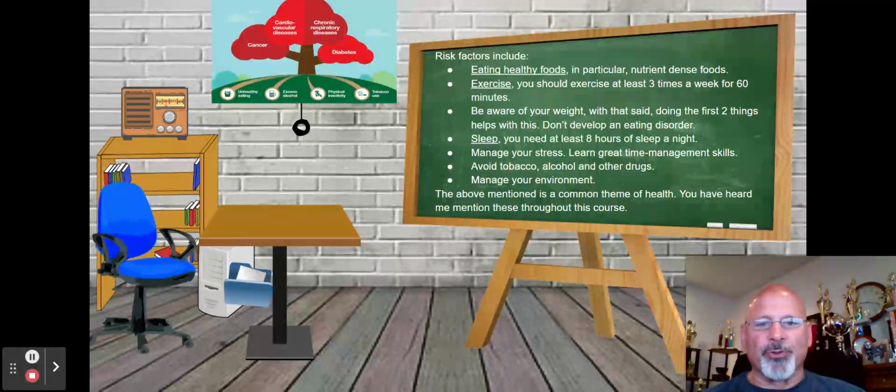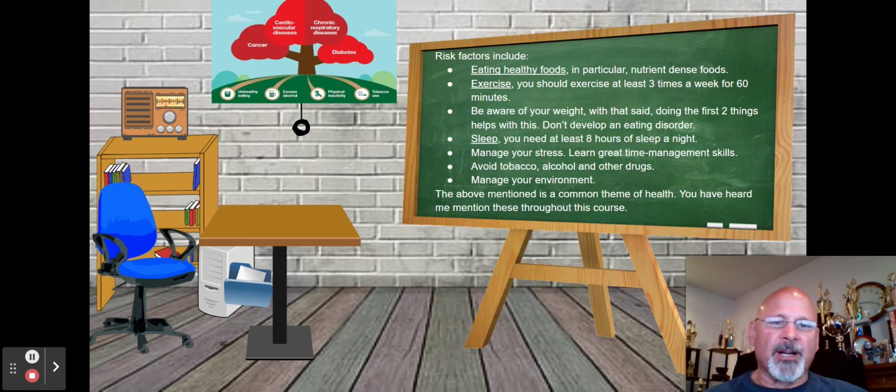Risk factors include eating healthy foods, in particular nutrient dense foods. So again, when you look at risk factors, doing these things should help reduce the chance of you getting a non-communicable disease. Eat healthy, nutrient dense foods. Exercise. You should at least exercise 3 times a week for 60 minutes. Be aware of your weight.